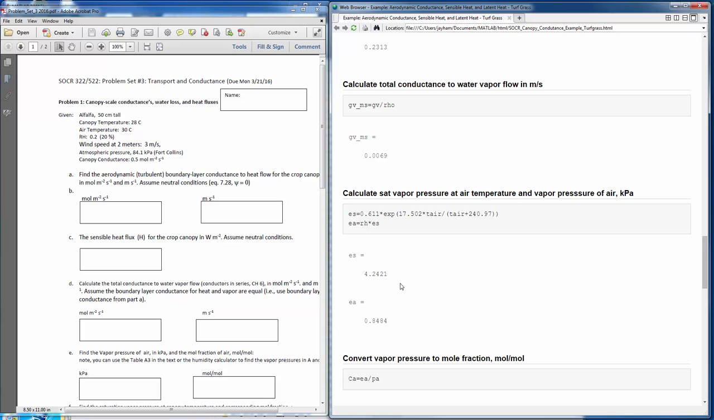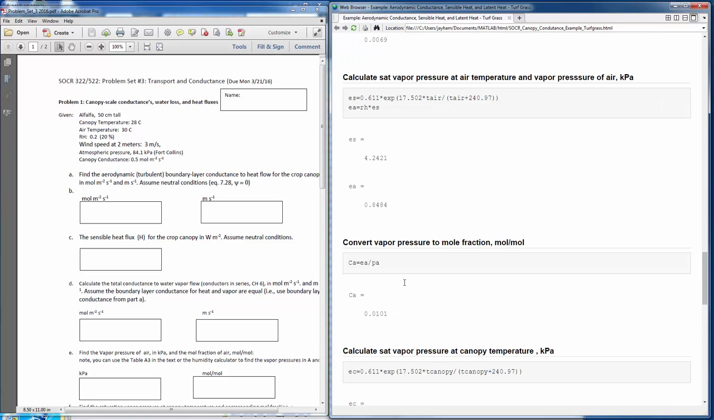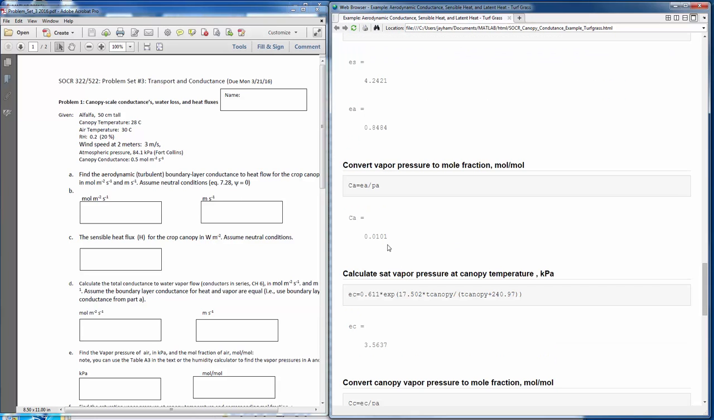We can calculate the vapor pressure at air temperature and the vapor pressure of the air. You guys have done this already a lot of times. So we just take our air temperature, calculate the saturation vapor pressure at air temperature, multiply by relative humidity, and we get the vapor pressure of the air. We can convert that to mole fraction by dividing by total atmospheric pressure, right, which in your case was 84.1. So that's our mole fraction of water, moles of water vapor per mole of air.